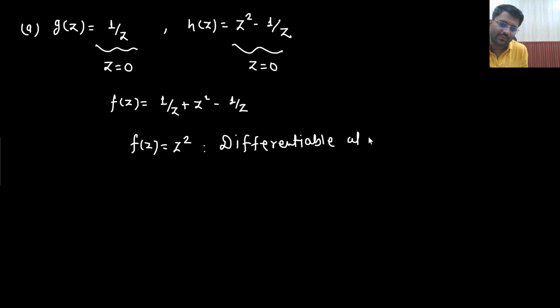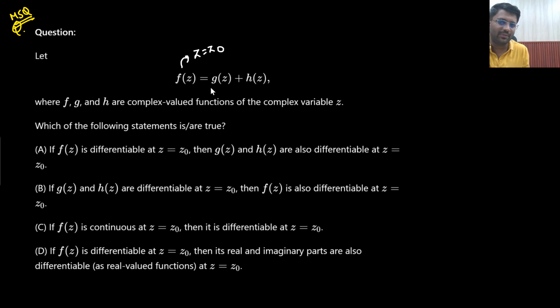Differentiable at z equals 0. So if this is differentiable at z equals 0, it doesn't mean that this will also be differentiable at z equals 0. So this is wrong. Next, if g(z) and h(z) are differentiable at z equals z naught, then f(z) will also be differentiable at z equals z naught. Yes, this statement is true.